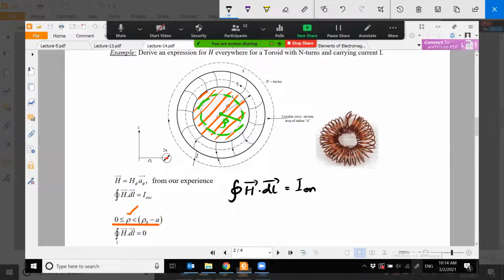Yes, Mr. Taha, Mr. Taha Al-Kazim, are you here? Yes. Can you tell me what is the current inside this green circle?